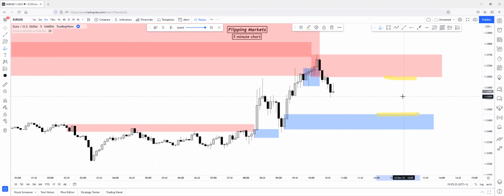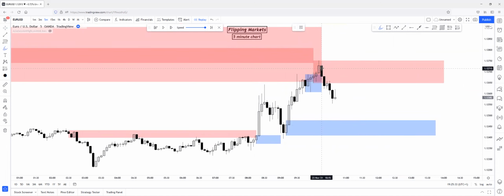And 10%, 15% on a single trade in minutes is extremely good, right? We can all agree on this one. Okay, so let's just continue. We refine this 5 minute zone.